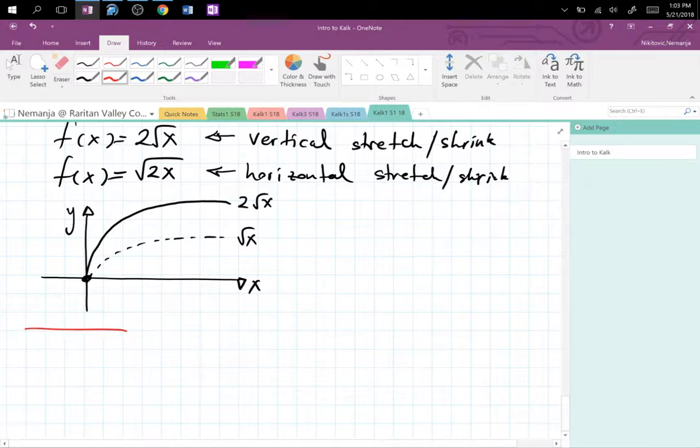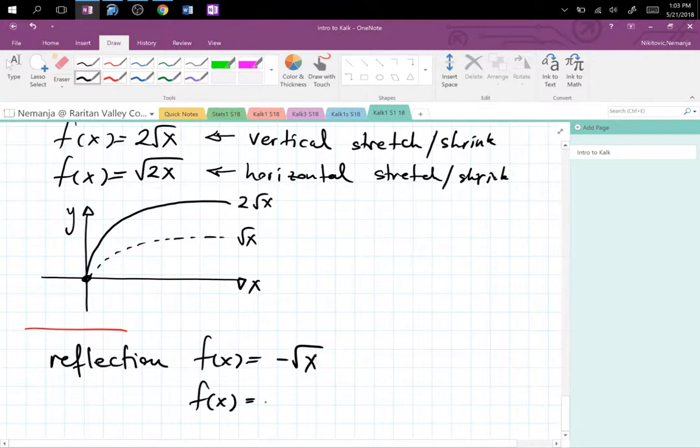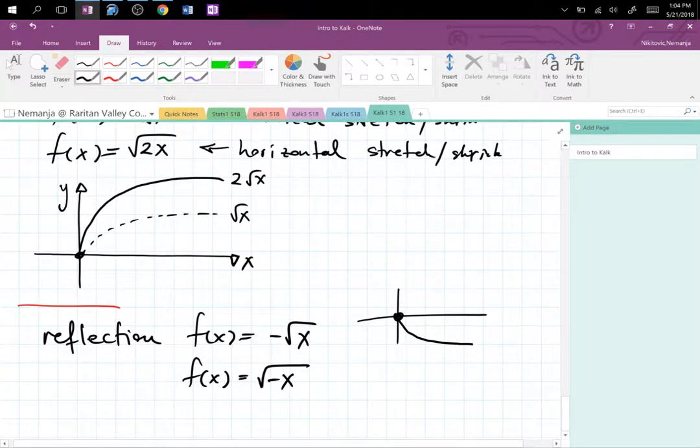And the last one is the reflection. So we can have f of x equals negative square root of x, and f of x equals square root of negative x. The top one will push the function down, and the one on the bottom will reflect on the y-axis, so it will push everything this way.